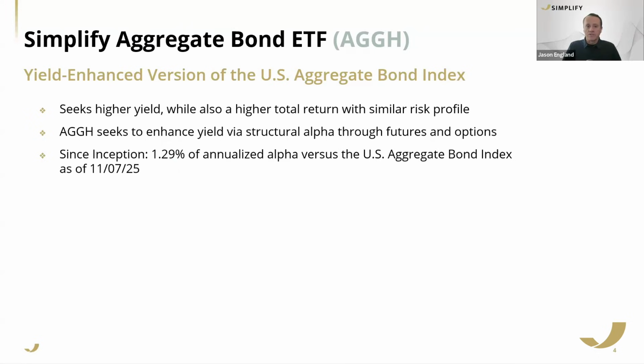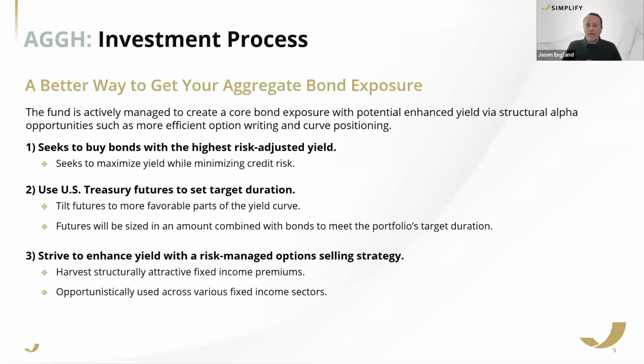We start with a core position of the AGG ETF, somewhere in the 90 to 95% range, and then we seek to enhance yield with the structural alpha of options and futures. As you can see here, since inception, we've got a 1.29% annualized alpha versus the index. Beginning in November, it's still sitting right around that same area. And there are kind of three areas of the portfolio that we look at. There's that core position of the Agg, but at times we will also pivot around.